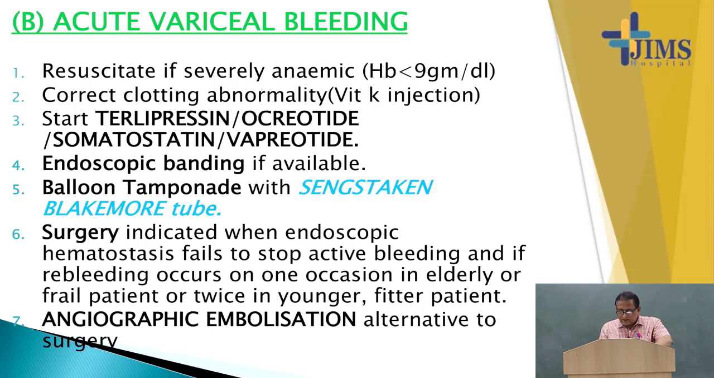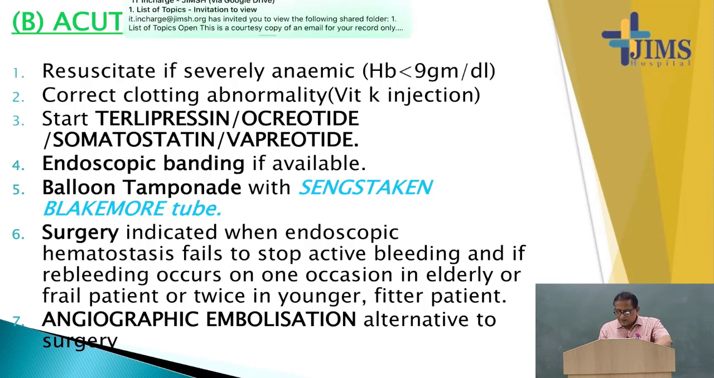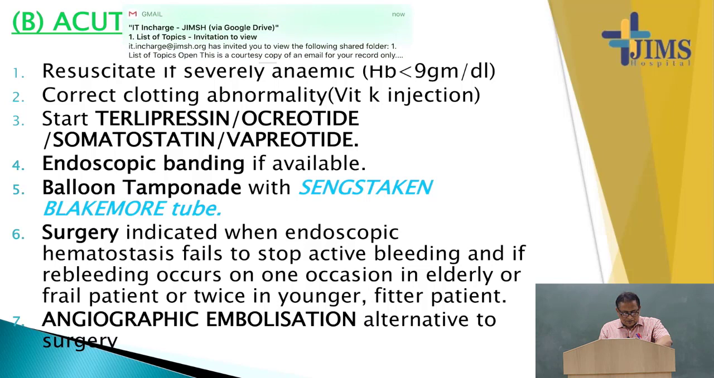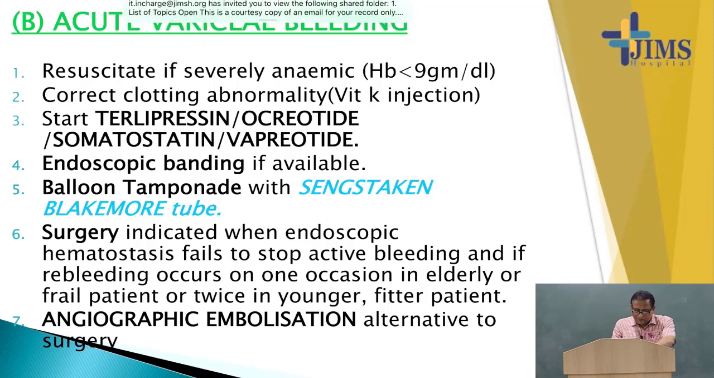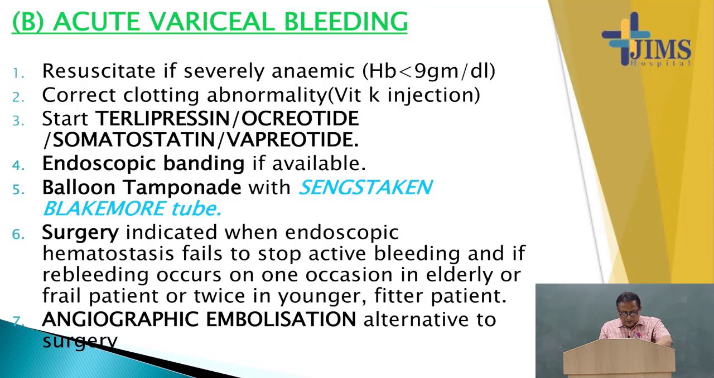Then in certain situations, if bleeding still does not stop, you can give surgery. Surgery is indicated when endoscopic hemostasis fails to stop active bleeding, if rebleeding occurs on any occasion in elderly or frail patients and twice in younger patients. And angiographic embolization is the other method. Then another thing is there, TIPS, transjugular intrahepatic portosystemic shunt.